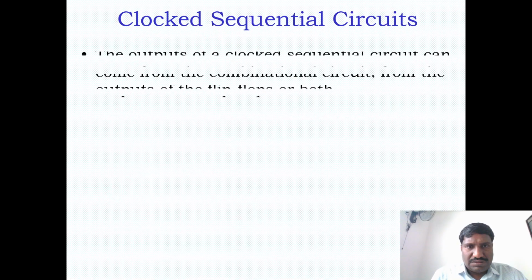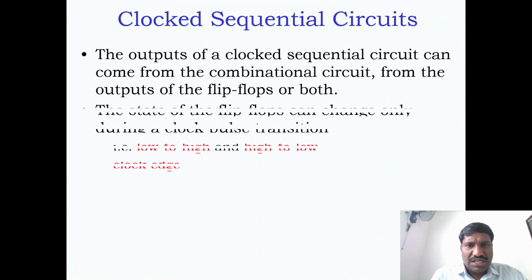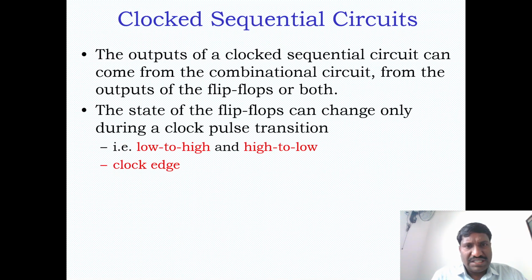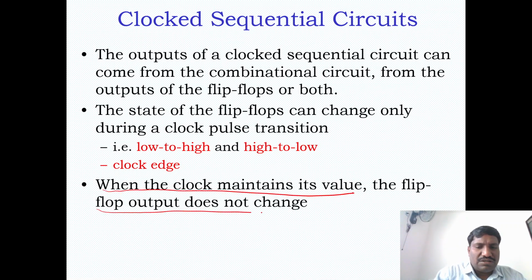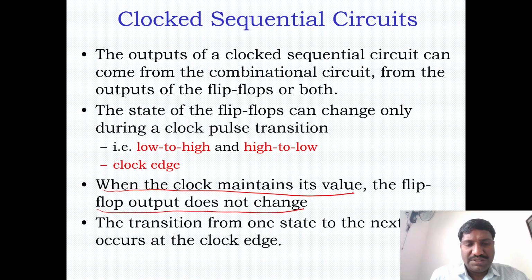We will look into how clocked sequential circuits work. We have already discussed it. Based on a low to high or high to low clock change, we call it a clock edge. When the clock maintains its value, that means there is no change in the clock, the flip-flop outputs are not going to change. This will be more clear once we build the flip-flop.